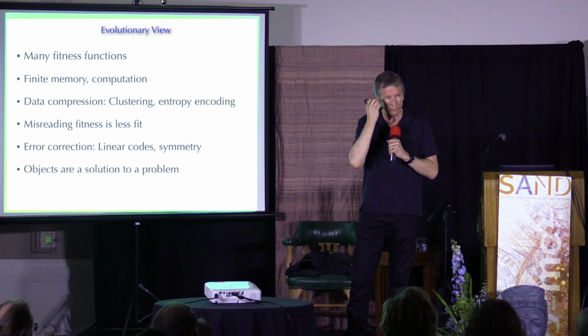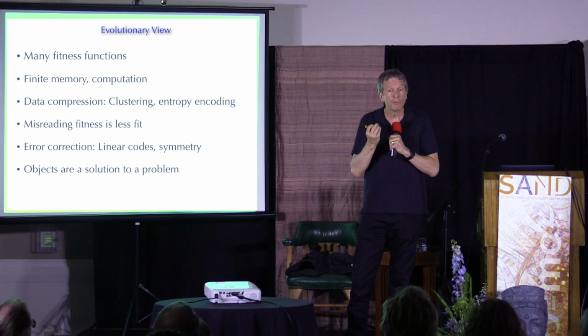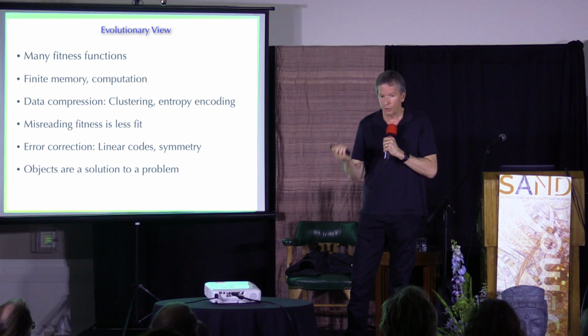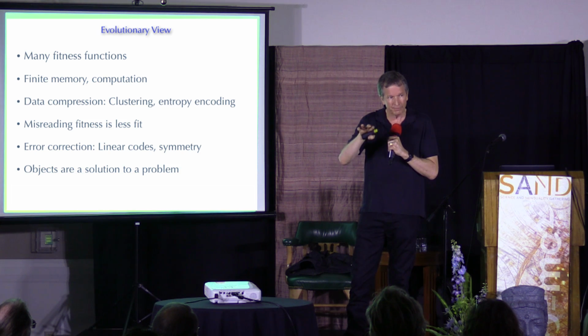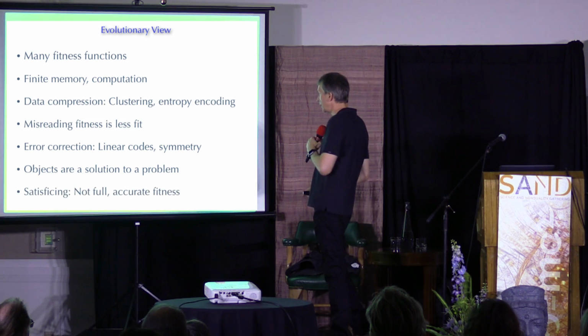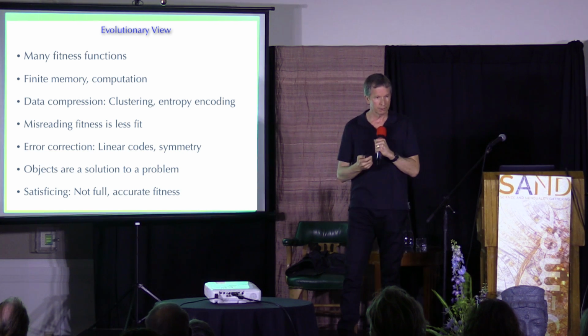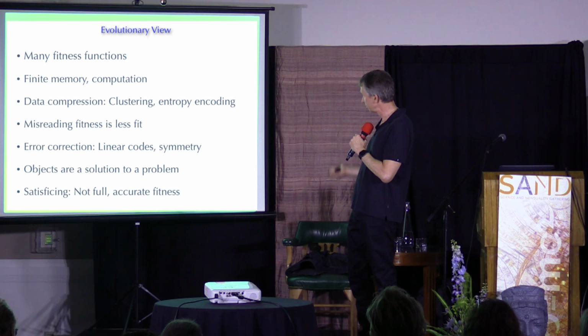We have finite resources, so we need some kind of perceptual format that will give us enough information about fitness to keep us alive, but not so much information that we're overwhelmed. And objects are a solution to that optimization problem. The reason we see objects is because they are a compact format for giving us information about fitness and have nothing to do with truth. So our perceptions are satisficing representations of fitness, just enough to keep us alive.